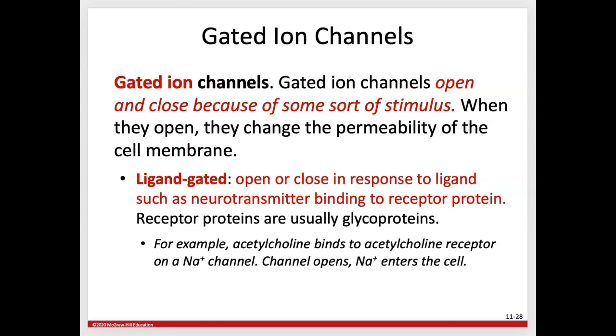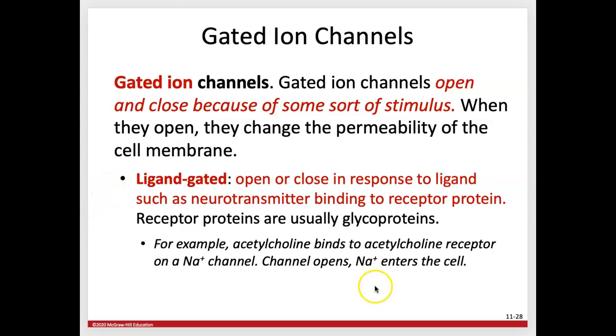There are also gated ion channels, and these open and close because of some sort of stimulus. And when they open, they change the permeability of the cell membrane, meaning when they open, stuff is going to go through. It is not permeable when the gate is closed. It becomes more permeable when the gate is opened. So there are ligand-gated channels. These open or close in response to a ligand, such as a neurotransmitter that binds with one of the proteins on the cell membrane. And think of a ligand as any sort of chemical. It can be a hormone, it can be a neurotransmitter.